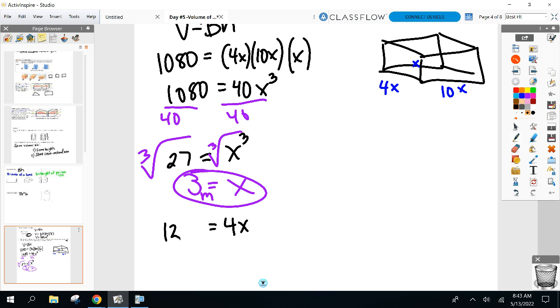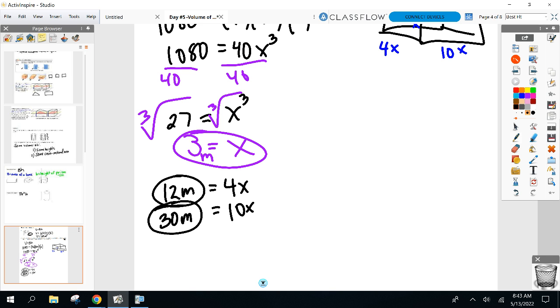So 12 meters and 30 meters. And 3 meters. Yep. All circled. There's nothing you can get on me about there.